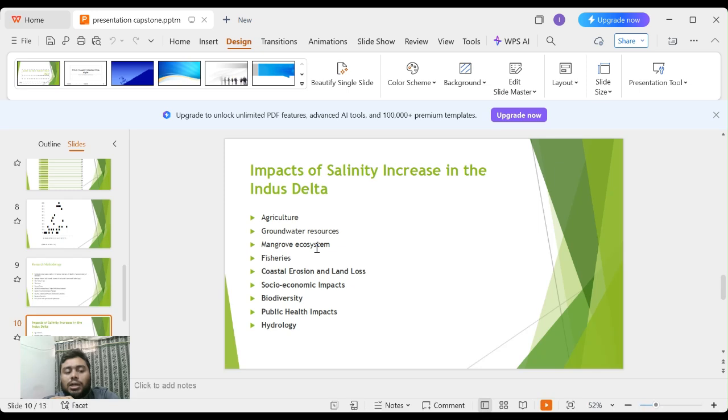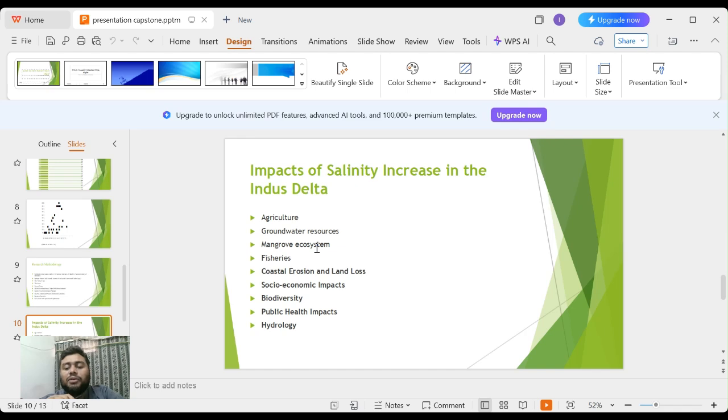The fifth one is coastal erosion and land loss. Salinity is closely associated with coastal erosion because reduced freshwater flow also means reduced sediment delivery. The consequences include shoreline retreat, loss of fertile agricultural land, which is very, very harmful, increased tidal flooding in the coastal area and at the creeks, and expansion of saline mud flats. So saline mud flats will increase, freshwater mud flats will reduce, and there will be permanent inundation of low-lying coastal areas. Studies report severe erosion in parts of the western delta accompanied by high salinity and mangrove decline.